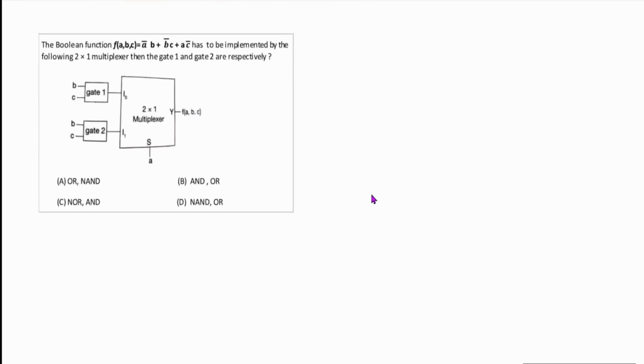In this question, the Boolean function f of ABC equal to A bar B plus B bar C plus AC bar has to be implemented by the following 2:1 multiplexer. Then the gate 1 and gate 2 are respectively. Okay, so I need to identify gate 1 and gate 2. See here, your select line is A. So first write down your function, that is A bar B plus B bar C plus AC bar. Okay, then your select line S is A.